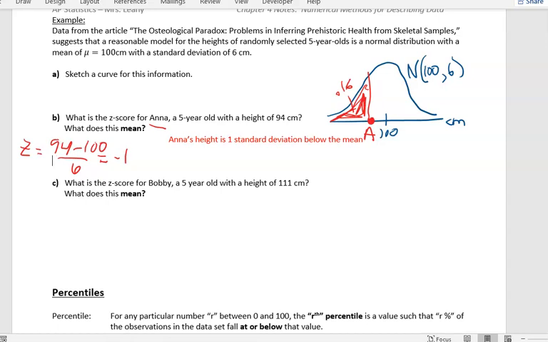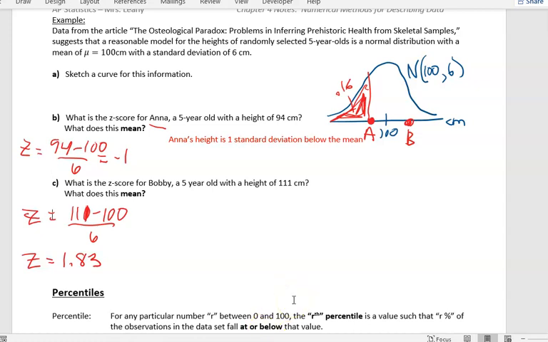What about Bobby here? Bobby is a 5-year-old. He has a height of 111 centimeters. That's going to put him over here. He is going to be above average, so we would expect his z-score to be a positive number. So I'm going to take 111 minus 100 and divide by 6. That's going to be 11 divided by 6. That gives me 1.83. In general, you should try to use at least 2 decimal places for z-scores.